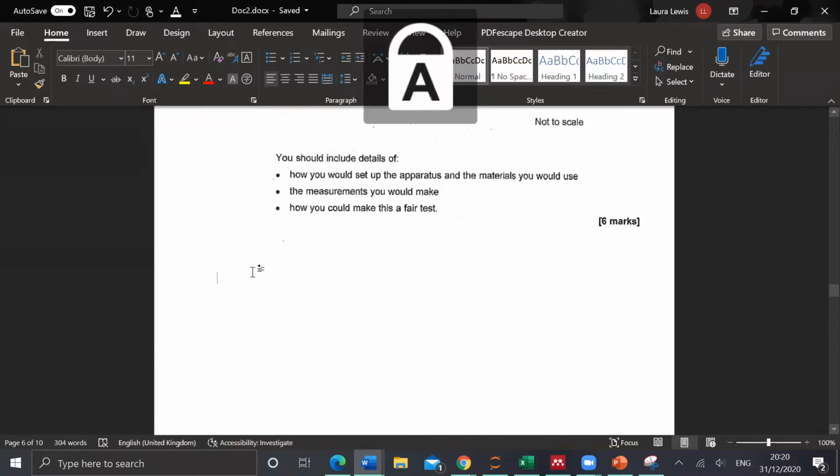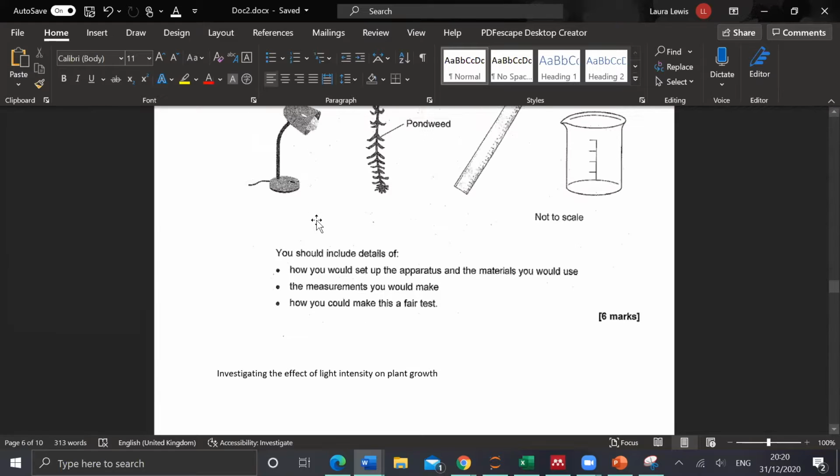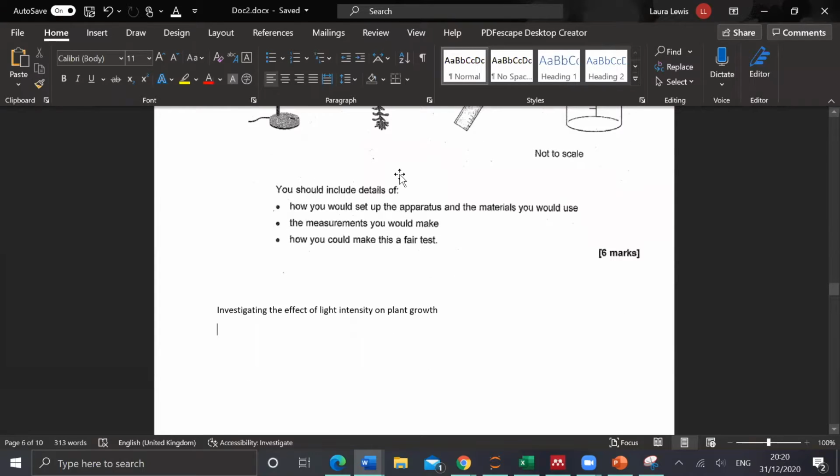So we're looking at investigating the effect of light intensity on plant growth. That's actually what we're doing. So let's write that down. Light intensity means how strong the light is. So we've got pondweed. If it's from a pond, it needs to go in the water. So the first thing we need to do is place the pondweed in a beaker of water.